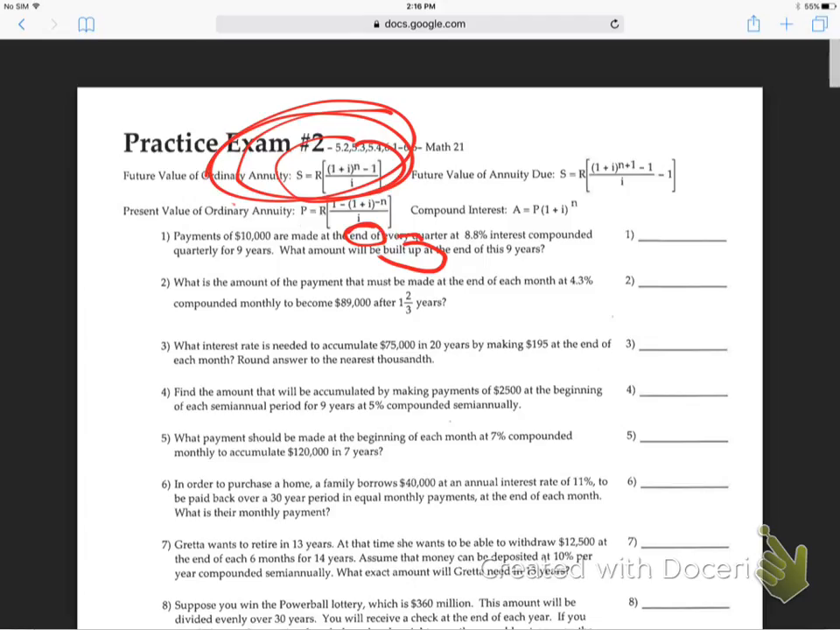Let's go to number 2. Take a look at number 2 and give yourself a chance to try it on your own. Decide which formula. By the way, the compound interest formula, we haven't used that because it doesn't involve payments. Any problem that talks about payments, and I think these first 7 all do, is going to be one of those 3 annuity formulas, not compound interest. Payments mean annuity. That's the first thing I wrote.